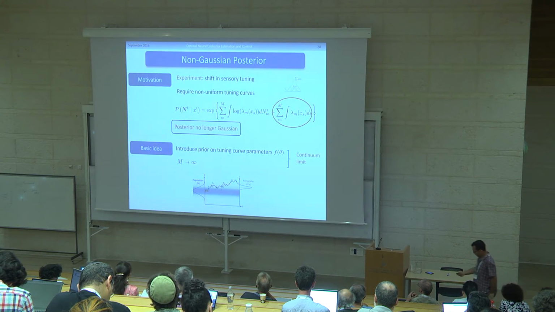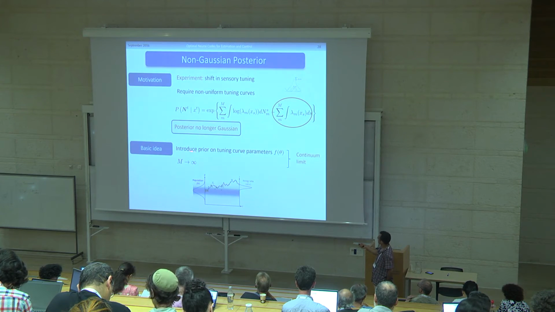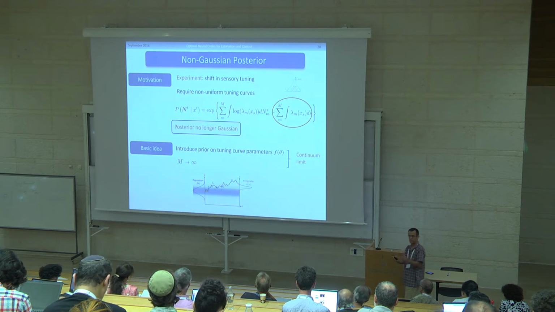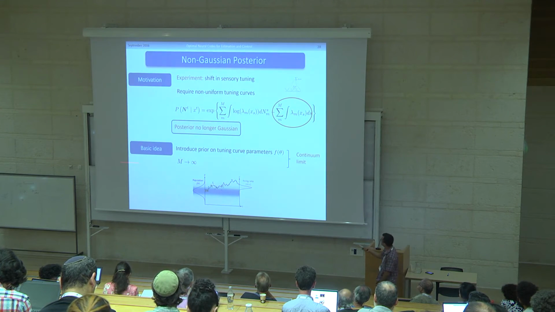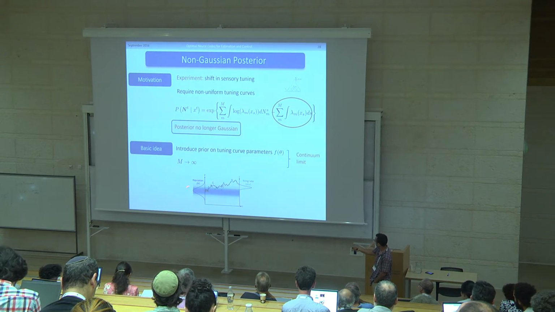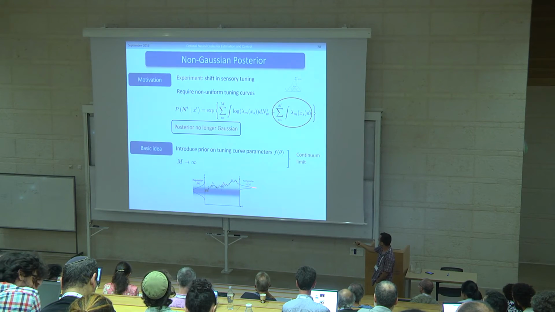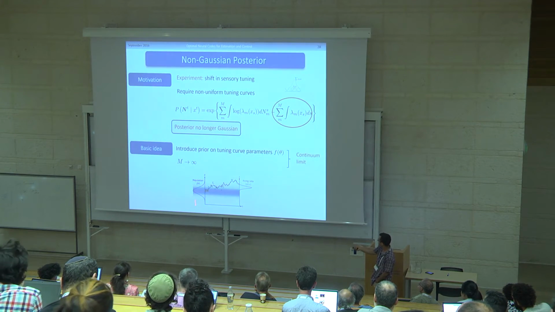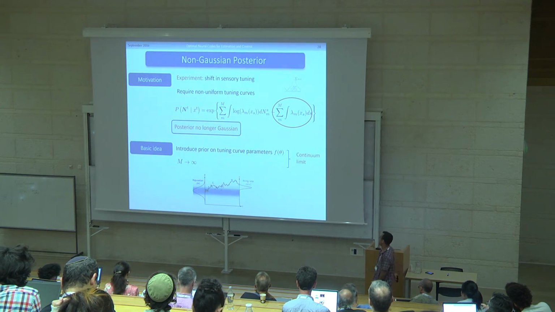So the way to get around this technically is to introduce a prior on the tuning curve parameters. Remember, the tuning curves have parameters theta, which could be the width, the locations, etc. And take some continuum limit when the number of tuning cells goes to infinity. So consider this figure where you have, for instance, the dynamics of X, the spikes. This is a tuning curve with center theta. And we have a population of tuning curves which is distributed according to some function f of theta.